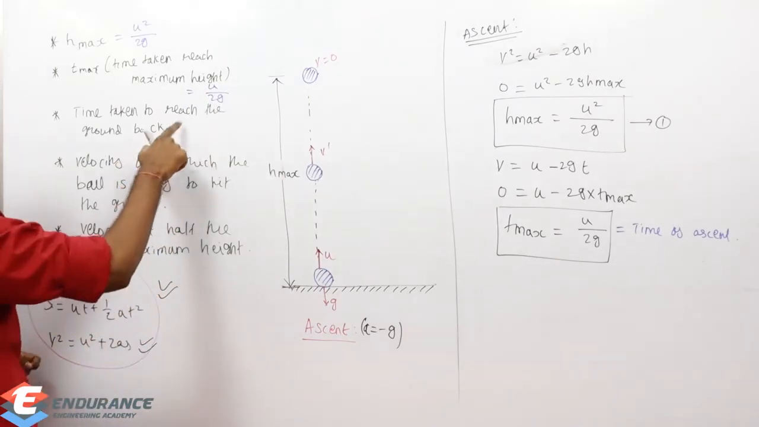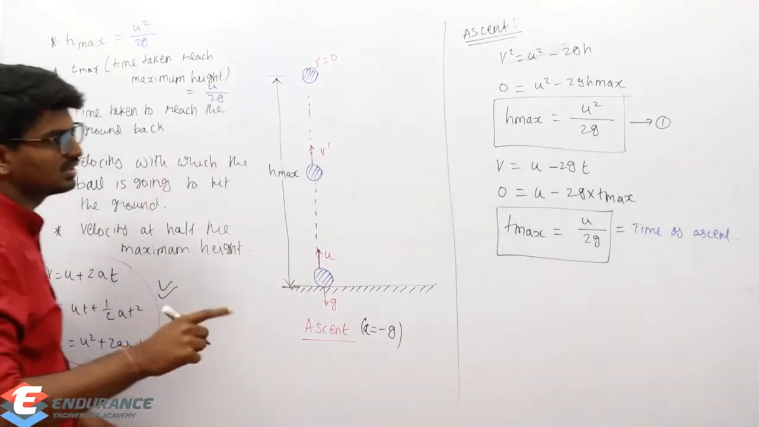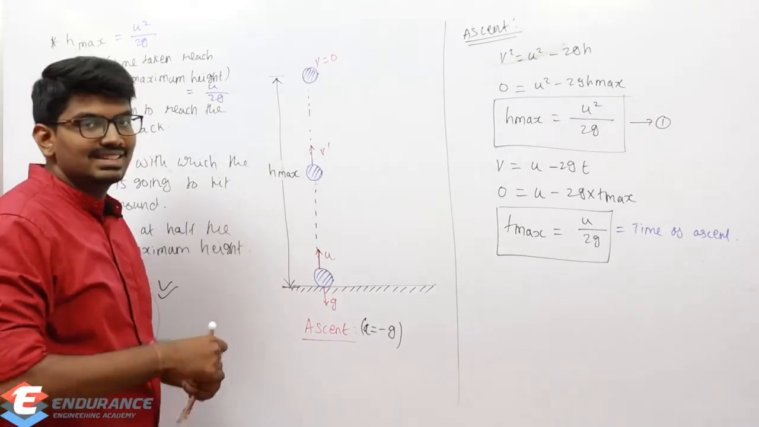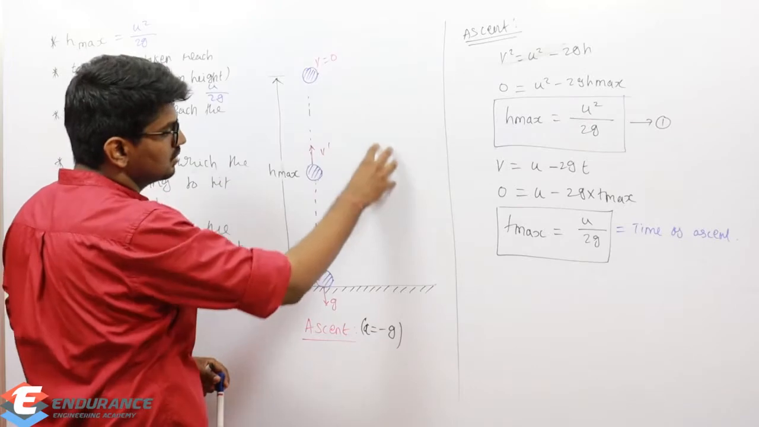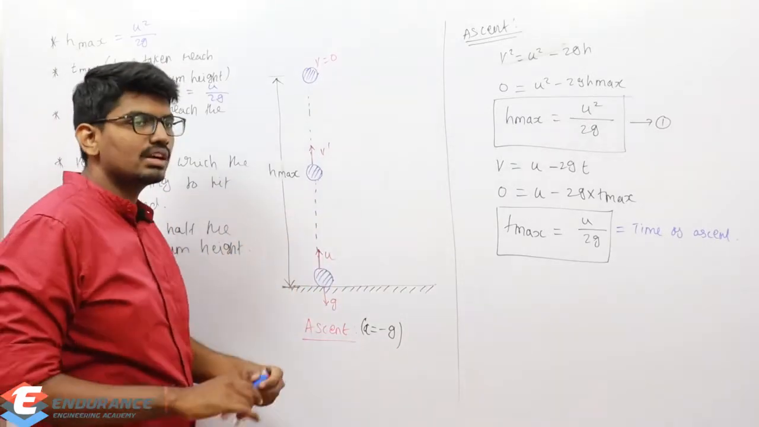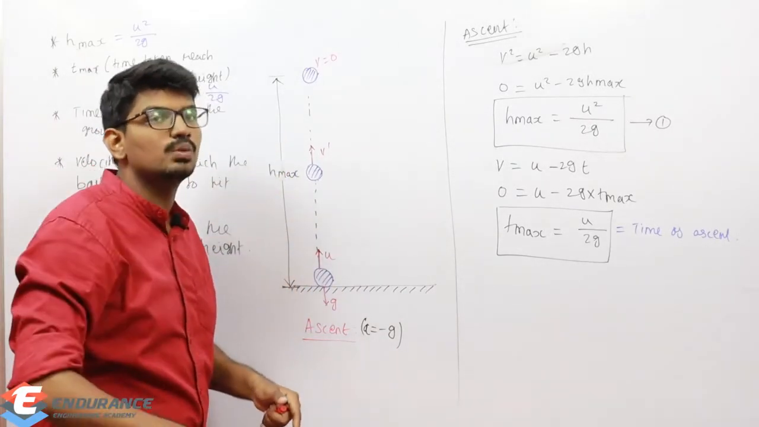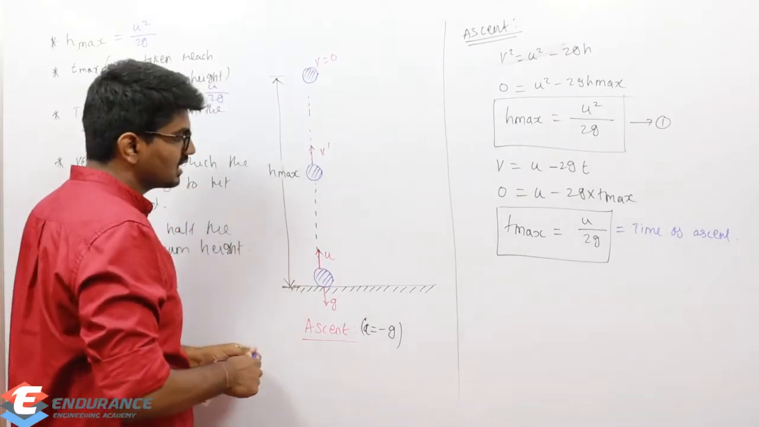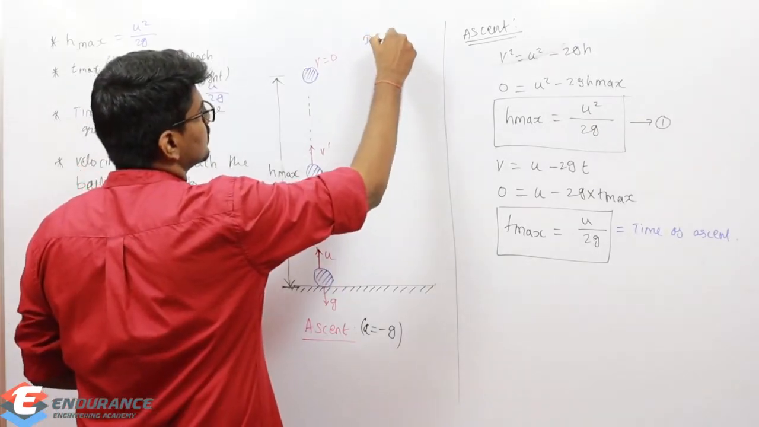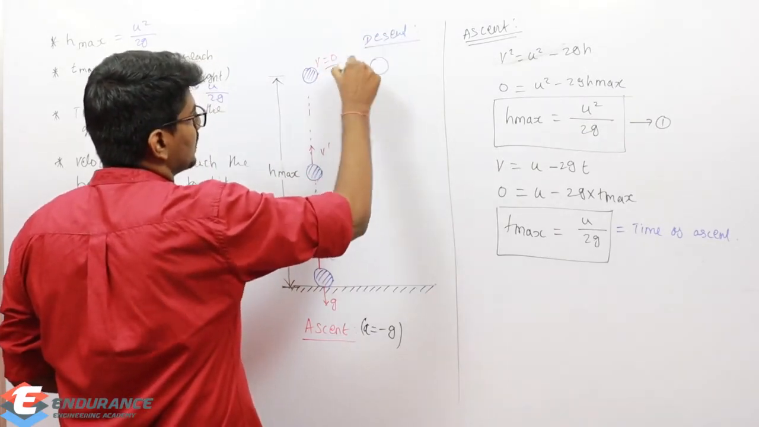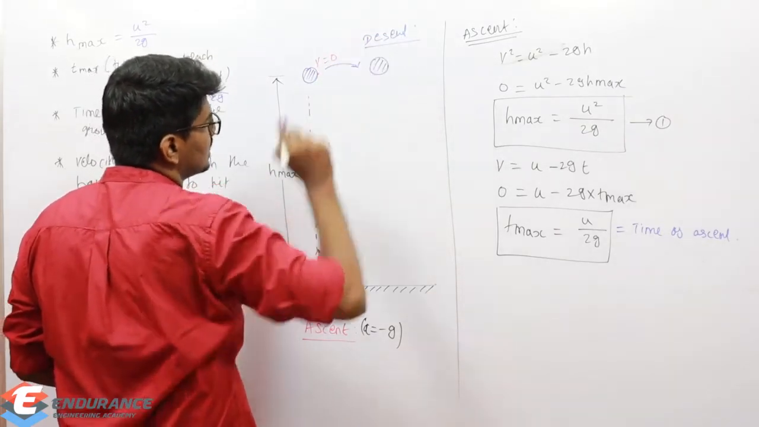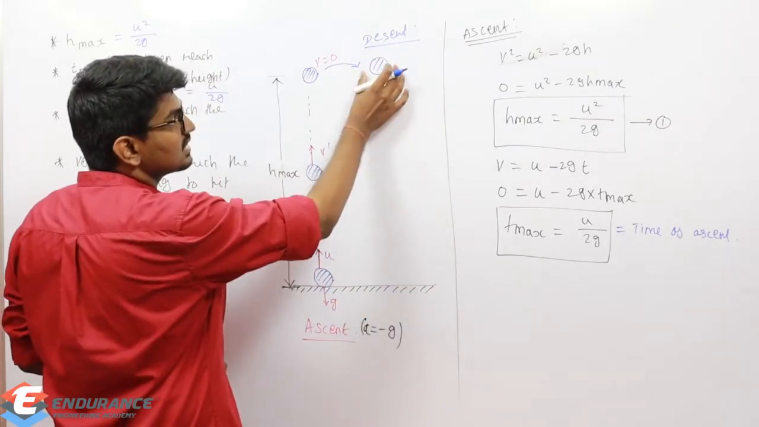Now, the time taken to reach the ground back. This is very important, listen. Now it is descending, right? So it reaches the maximum distance and now it starts to move down. Now what will be the velocity at which it will start moving down? That is for the descent case. For the descent case, I'm drawing the same ball only, but I'm just representing it here. What will be the initial velocity for descent?